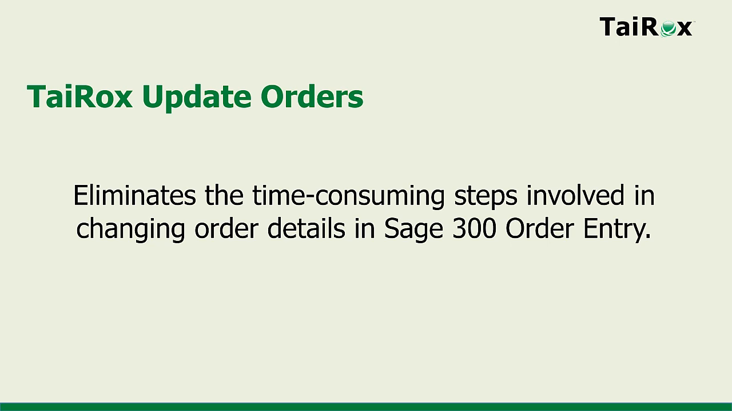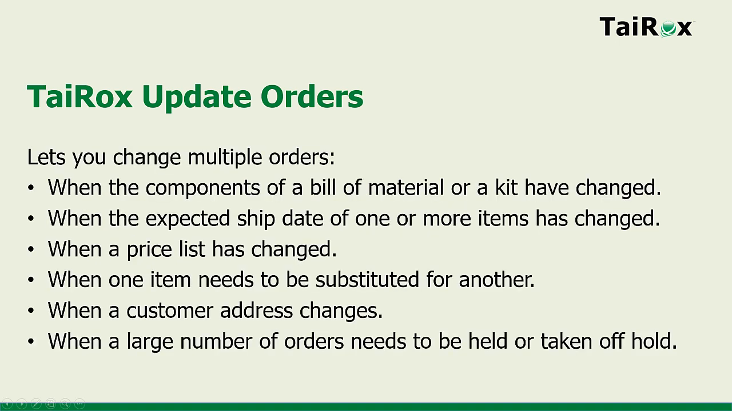Update Orders eliminates the time-consuming steps involved in changing order details for dozens or hundreds of quotes or orders in the Sage 300 order entry module. It lets you change multiple orders when the components of a bill of material or a kit have changed, when the expected ship date of one or more items has changed, when a price list has changed, when one item needs to be substituted for another, when a customer address changes, affecting active or standing orders, or when a large number of orders need to be held or taken off hold.